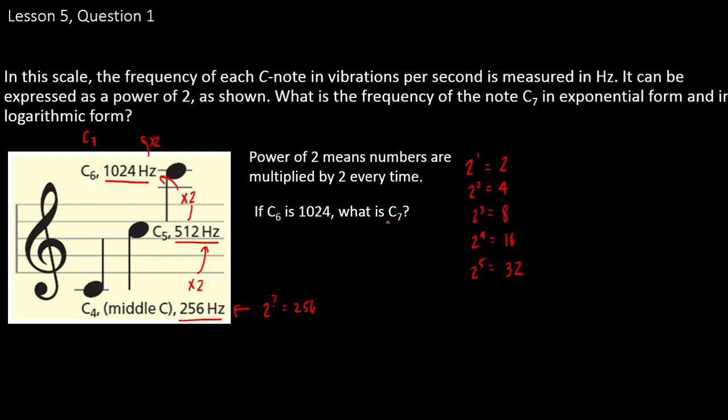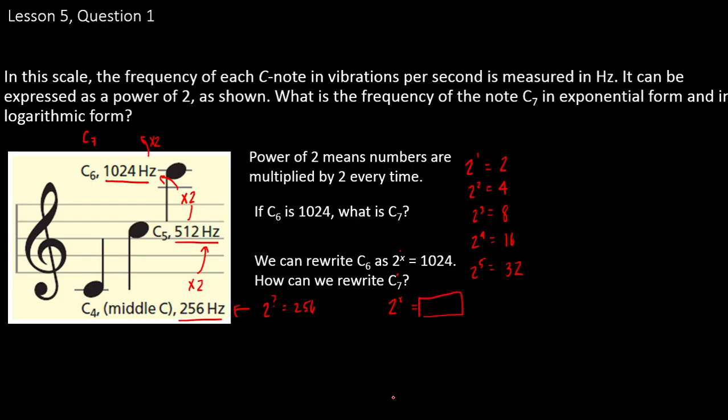Again, if C6 is 1024, we have to double those hertz to get to C7. So what is C7 going to be? Now, because we know enough about logarithms and exponents, we can rewrite C6 as 2 to the x equals 1024. We have our base, we don't know the exponent, and we have the result. Okay. How could we write C7? So C7 would be 2 to the something equals that doubled number. And how would we rewrite that in logarithmic form?